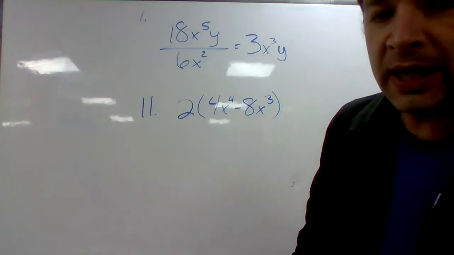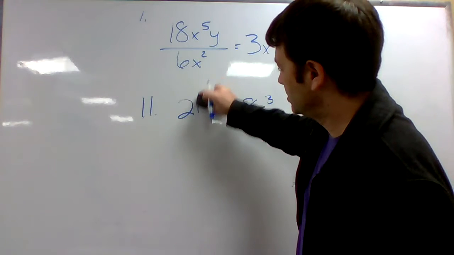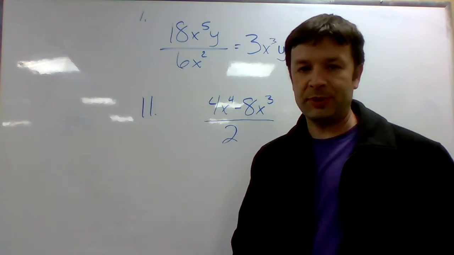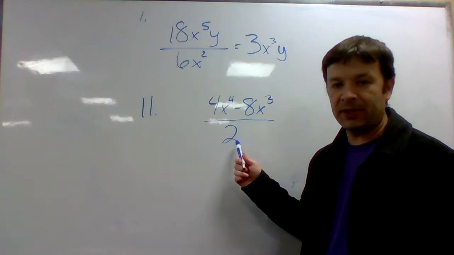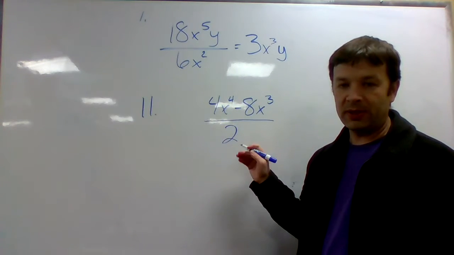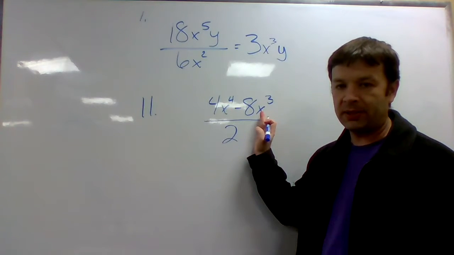Now, the actual problem for 11 is not times 2, it's divided by 2. But again, this doesn't mean this divided by 2. It means all of this divided by 2. So really, it's the same concept. We need to divide both terms by 2.